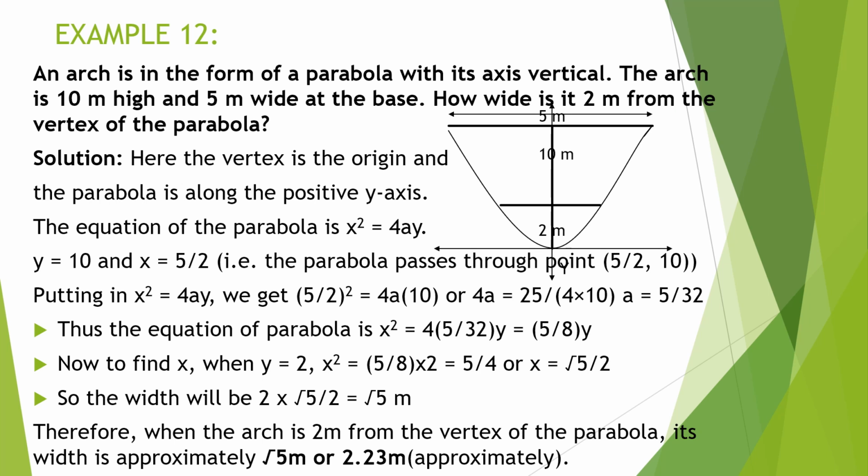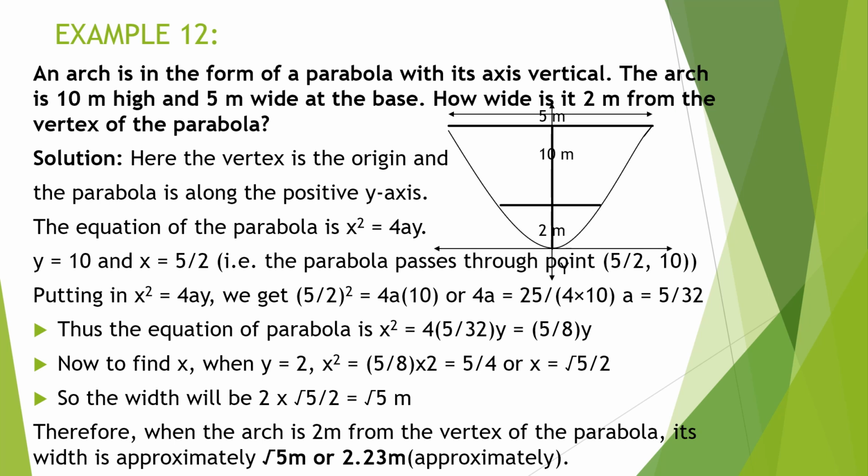Now x square is equal to 4ay. It is also given that it is 10 meter high, meaning y is 10, and it is 5 meter in total at the base. That means what will be the value of x? x will be 5 by 2. So from this we can get that the parabola passes through the point (5/2, 10). We put this in the equation x square is equal to 4ay, so we get a as 5/32.